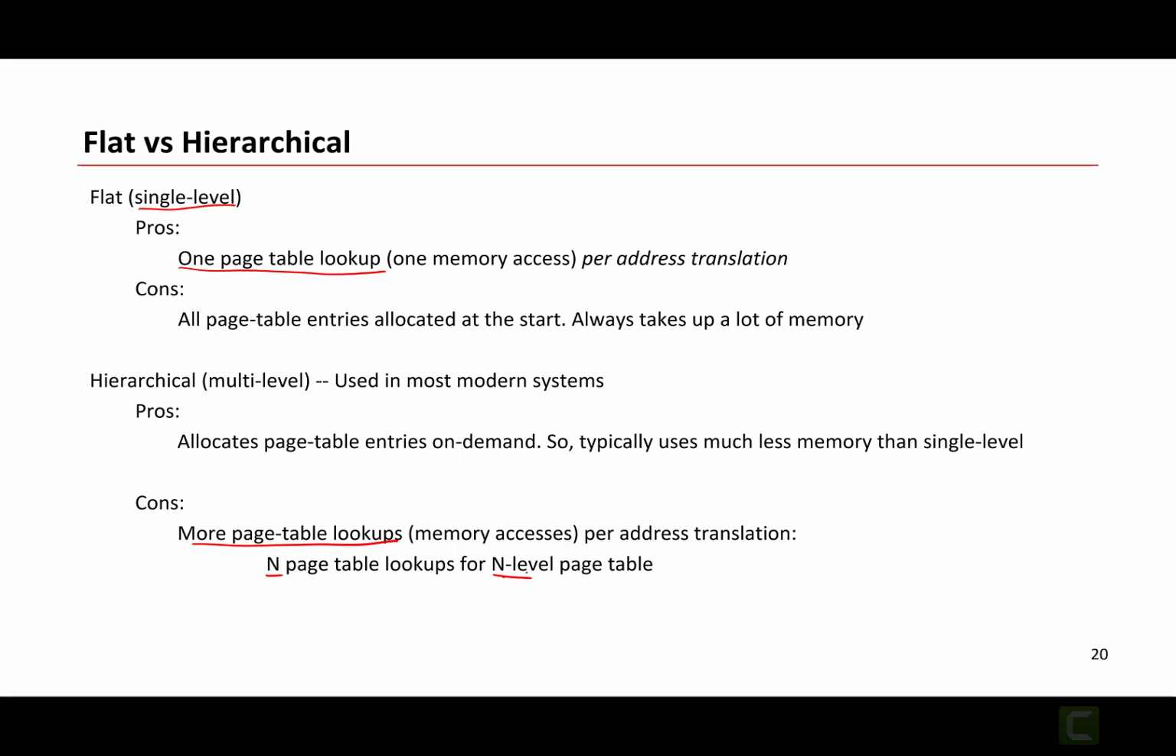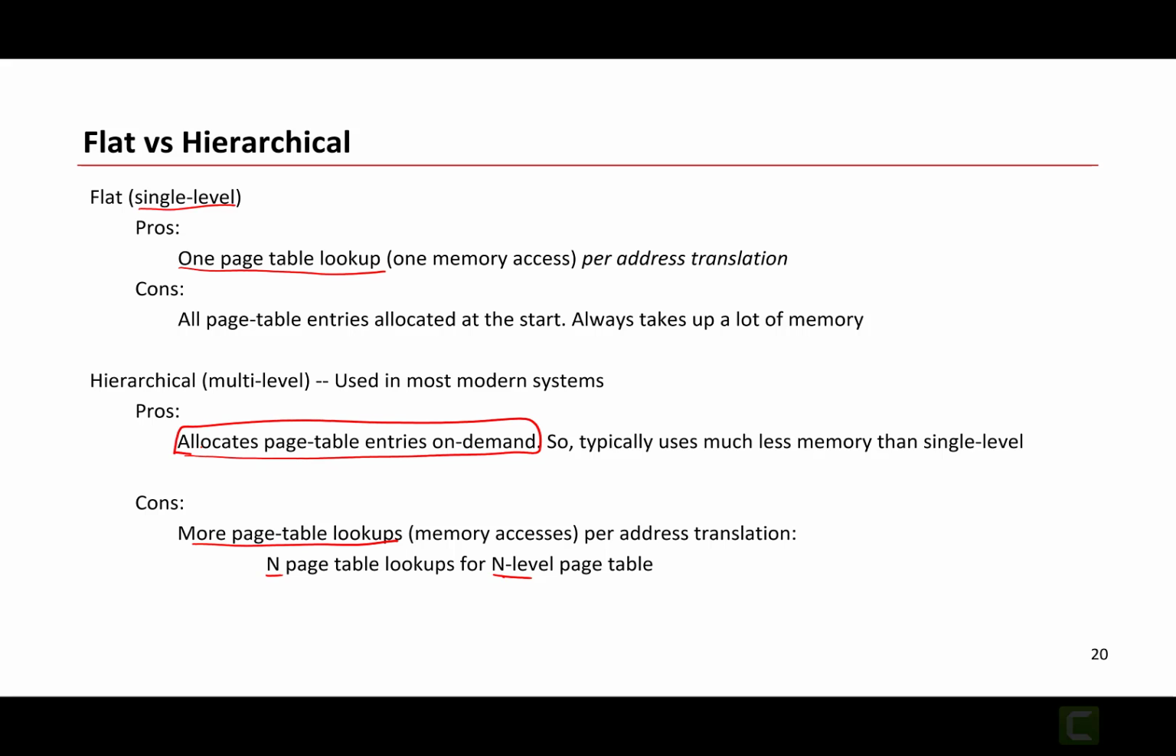So the number of lookups increases with the number of levels, and that's bad because these page tables are stored in memory, so you're increasing the number of memory accesses when you increase the number of levels, and so that's a trade-off. But the advantage of the multi-level page table is, of course, that you're allocating page tables on demand.